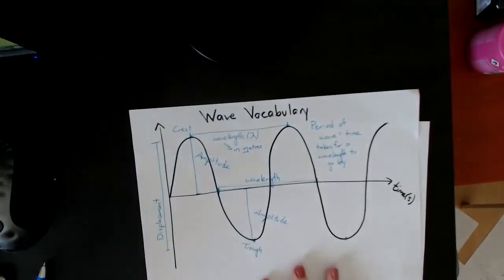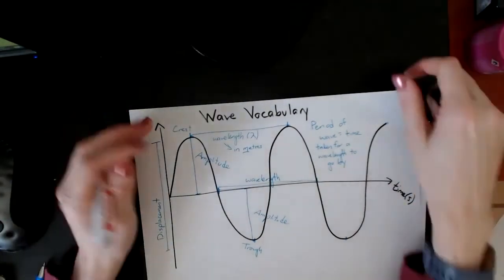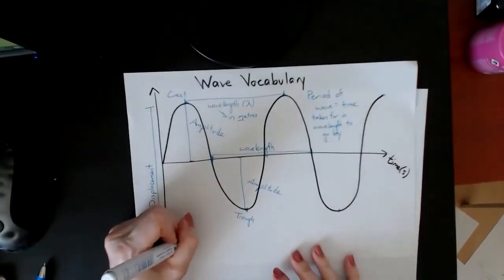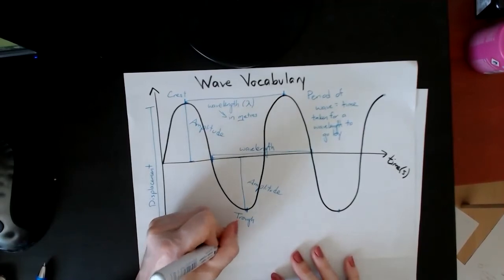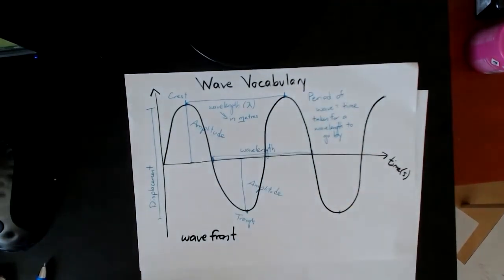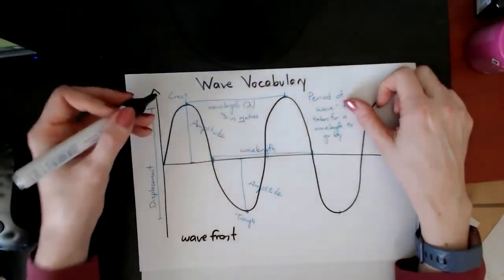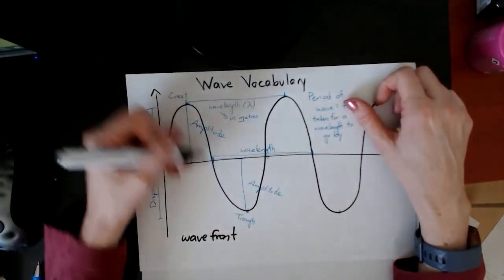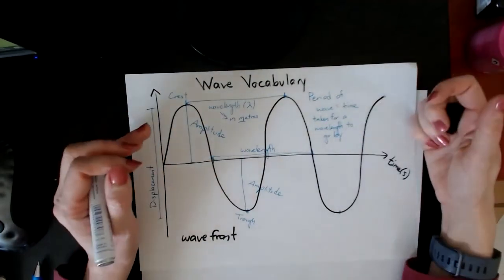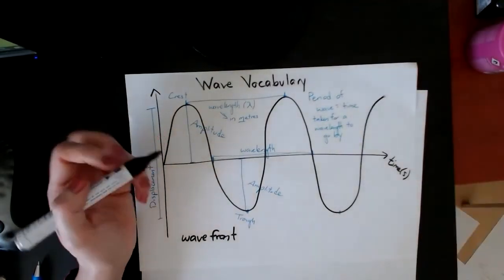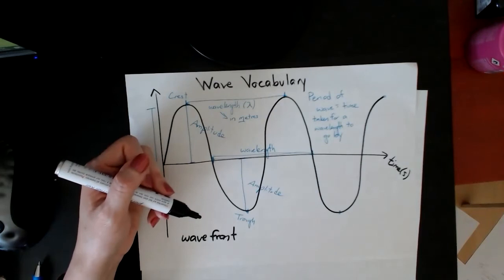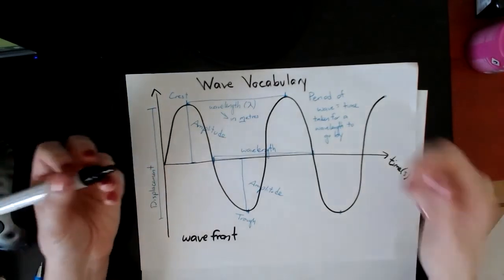The only other thing, and I can't draw this, I apologize, is the vocabulary of a wave front. A wave front is what happens when you have multiple waves that are being carried through and they're all in phase. In phase means that they're all moving up and down at the same time. So all their crests are lined up, all their troughs are lined up, and they're all the same size. The wave front is the line where all of the vibrations are in phase and they're the same distance from the source.